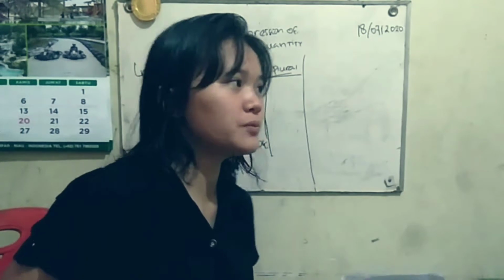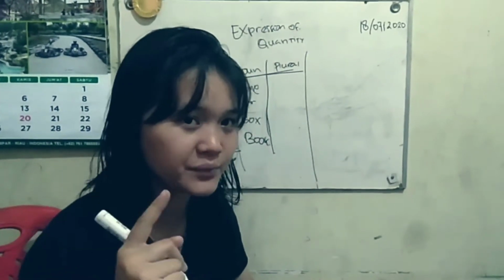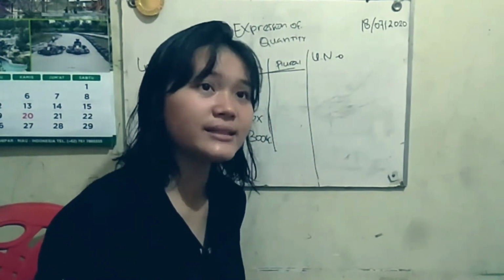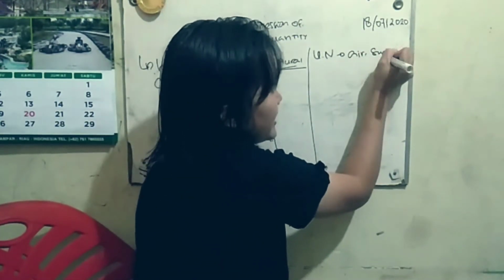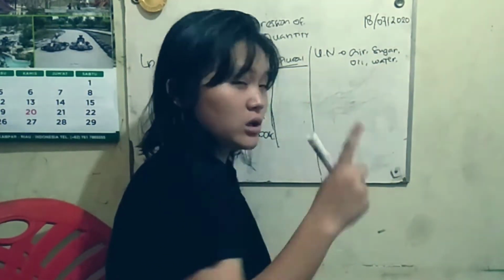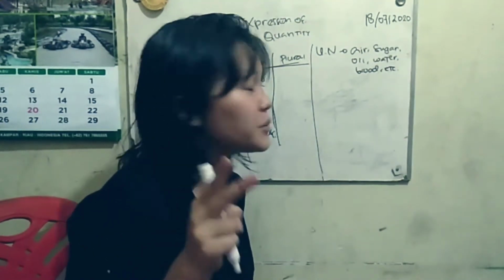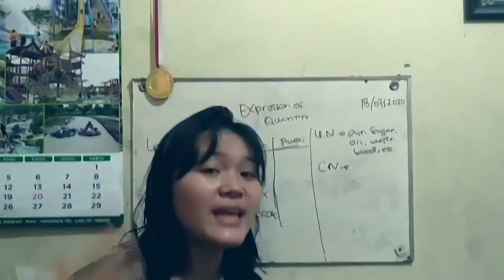First, I want to ask you, because this is important to this topic: what is uncountable noun and countable noun? Uncountable noun is noun that we cannot count. For example, air, sugar, oil, water, blood, and etc. And the second one is countable noun. Countable noun is noun that we can count.